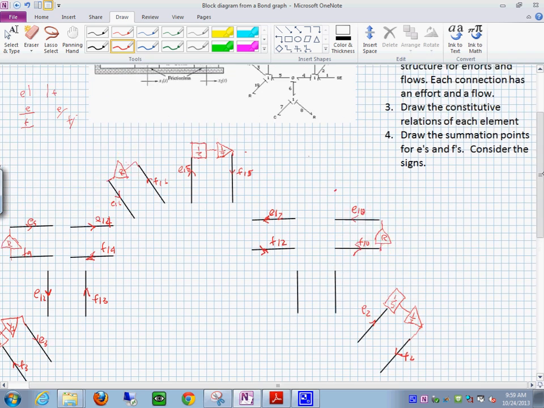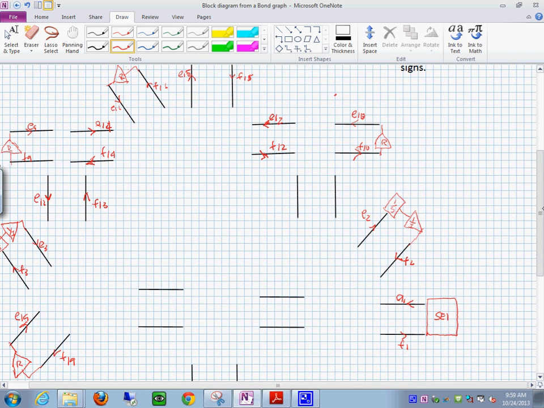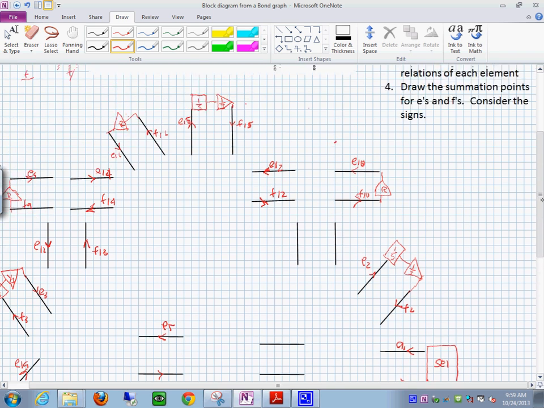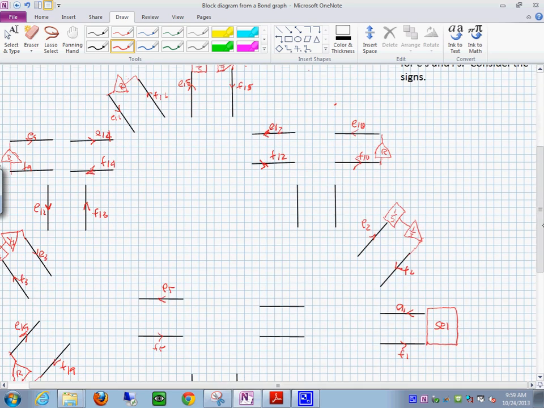Let's do it for the other ones. 5, effort to the right, flow to the left. This is E sub 5. This is F sub 5. And then on this one, on number 4, flow to the left, effort to the right. And this is E sub 4 and F sub 4.